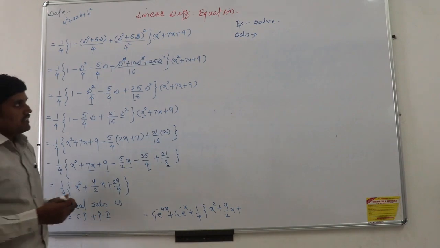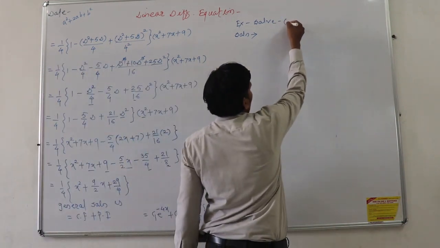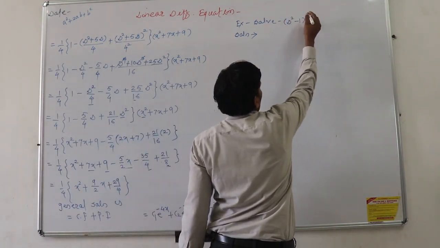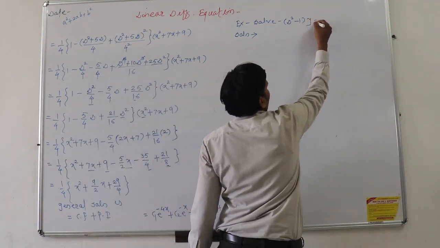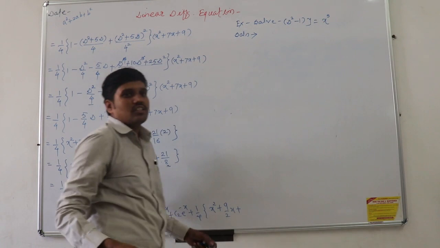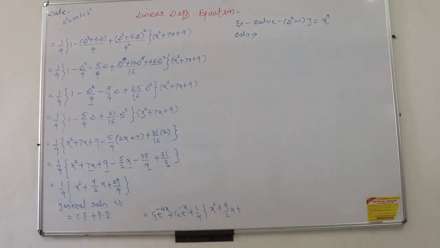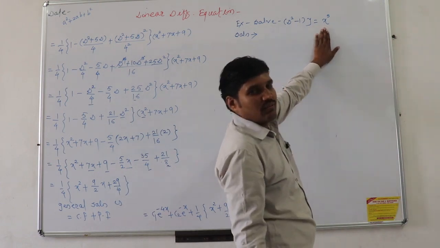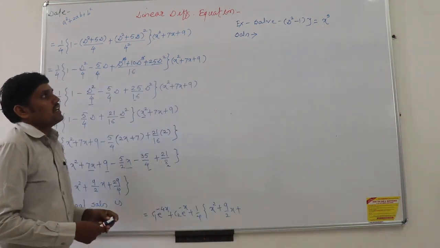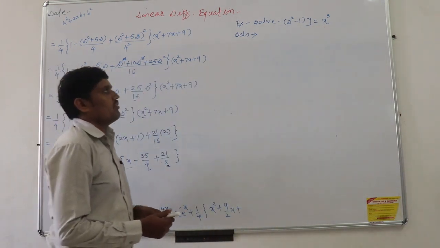So our second example is: solve (D square minus 1) y equals x cube. This is the second example, (D square minus 1) y equals x cube. Again, here the right hand side is x cube, which is an algebraic function. So again use the same case, that is, the case for algebraic function.